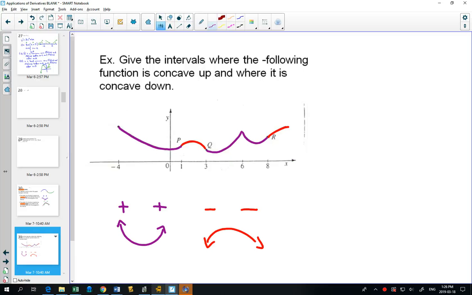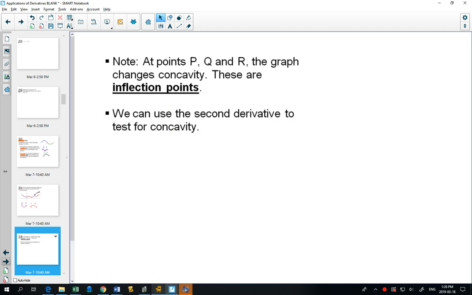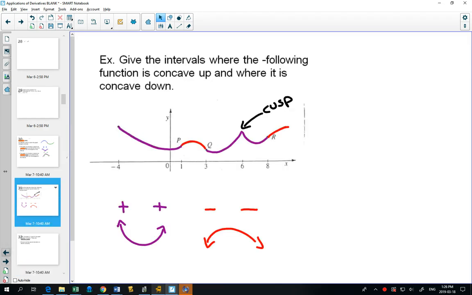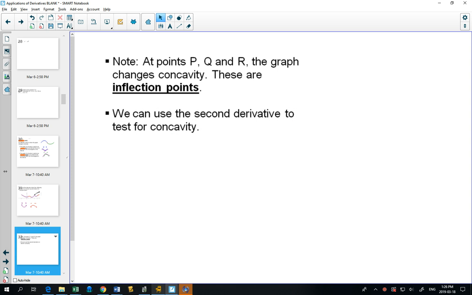Ooh, here's your word of the day. I believe that point is called a cusp. At points P, Q, and R, the graph changes concavity. So we look back at the points here, changes from purple to red at P, from red to purple at Q, and then from purple to red again at R. Those places where it changes concavity, that's called your inflection points.